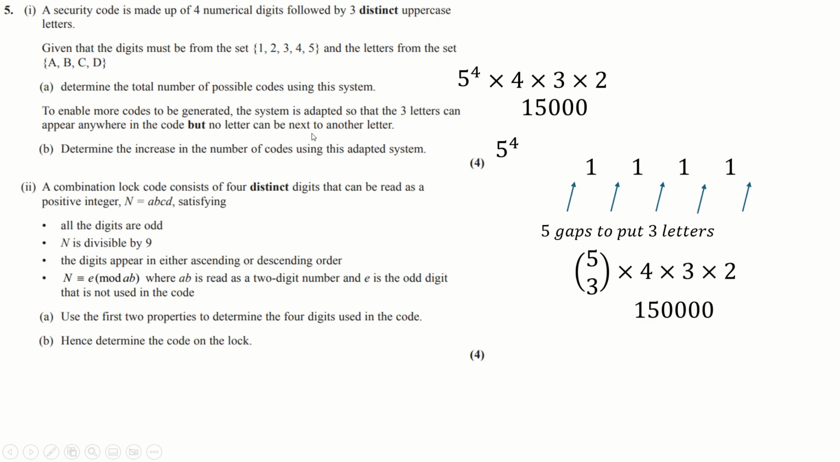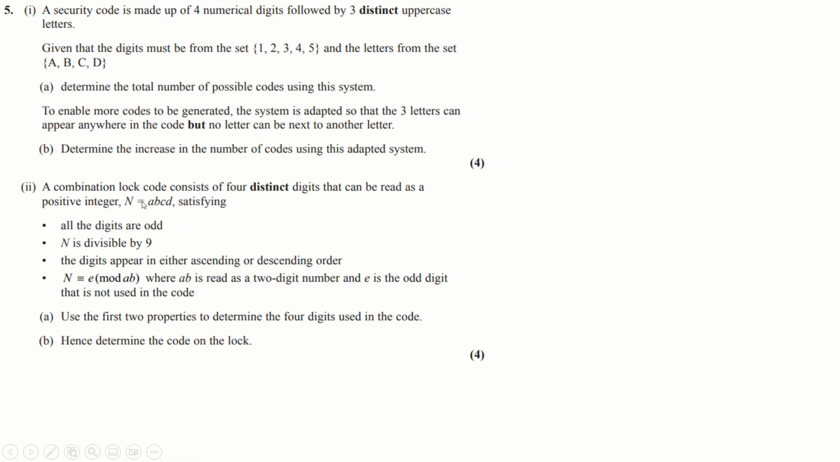And then to find the increase in the number, you do this, take away this, and you get this answer here. You now have a lock that consists of 4 distinct digits that can be read like this. All the digits are odd, so they're between 1, 3, 5, 7, and 9. N is divisible by 9. That means the digit sum has to be a multiple of 9.